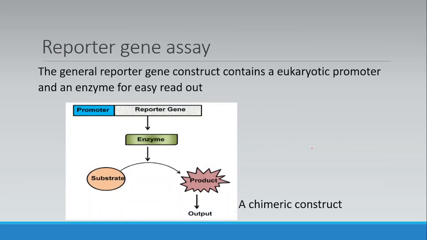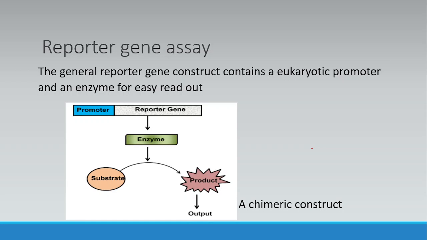Now, the last topic of this lecture is the reporter gene assay. Here we are going to talk about the vectors and the assay methods which are being used for eukaryotic mammalian cell lines. So here we are talking about the reporter gene assay.